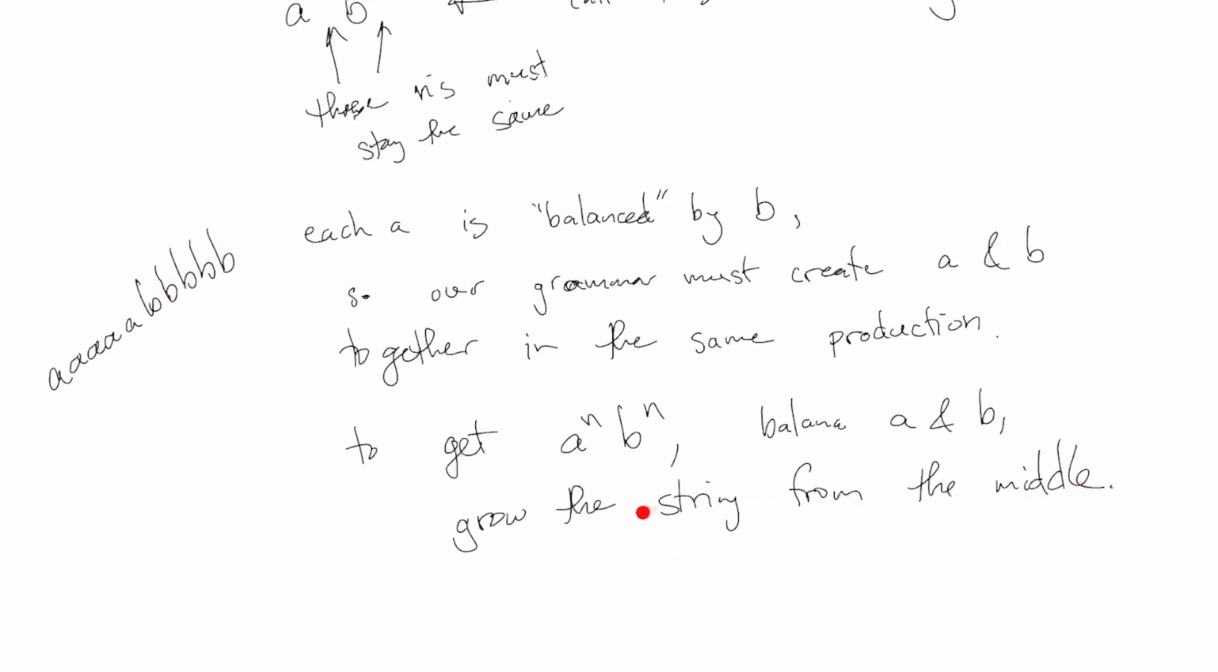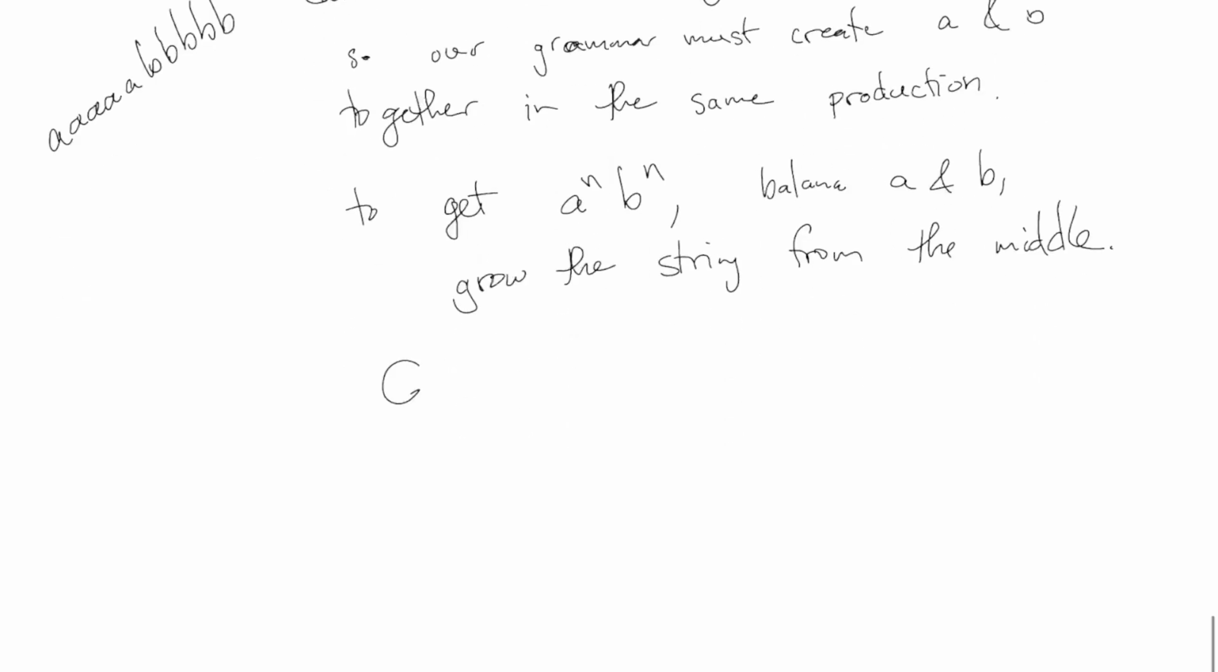Instead, you grow the string from the middle. That's easy to do. You can just make one A and one B on each side and then do that over and over again from the middle. That's why the grammar for this looks like S goes to A, S, B, right? This is balancing A's and B's and growing the string from the middle. So even if you don't remember this, we just talked about this example a moment ago, but this is actually a fairly easy construction once you have this way of thinking in your mind. Balancing things and growing the string from the middle, all right?